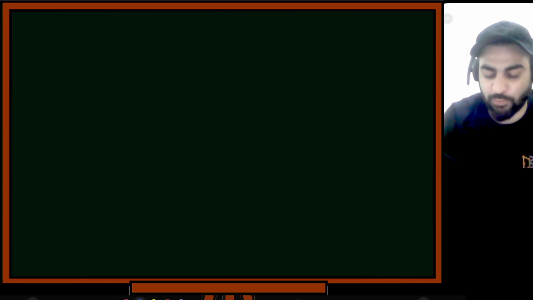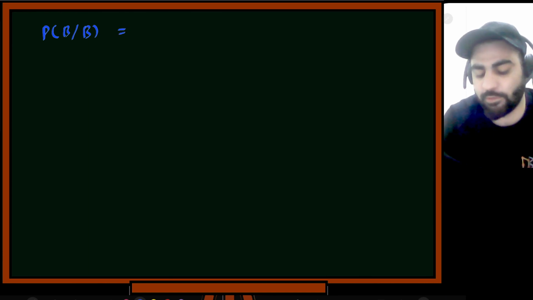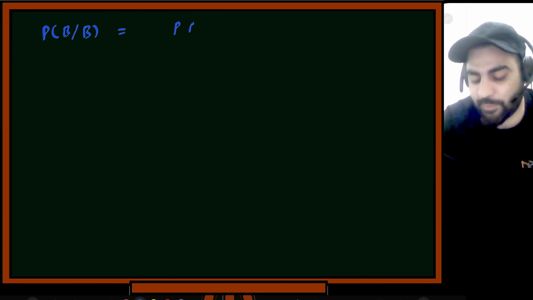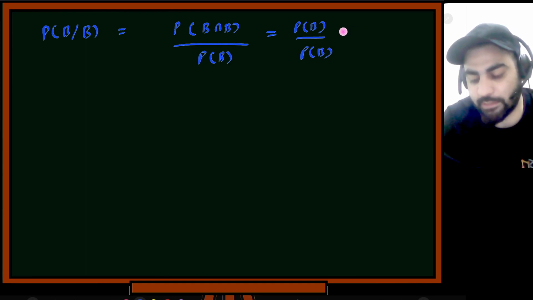Now I'll ask you, what is probability of B given B? If we again expand, it is probability of B intersection B divided by probability of B. B intersection B is B, so it is probability of B divided by probability of B. This is equal to 1.